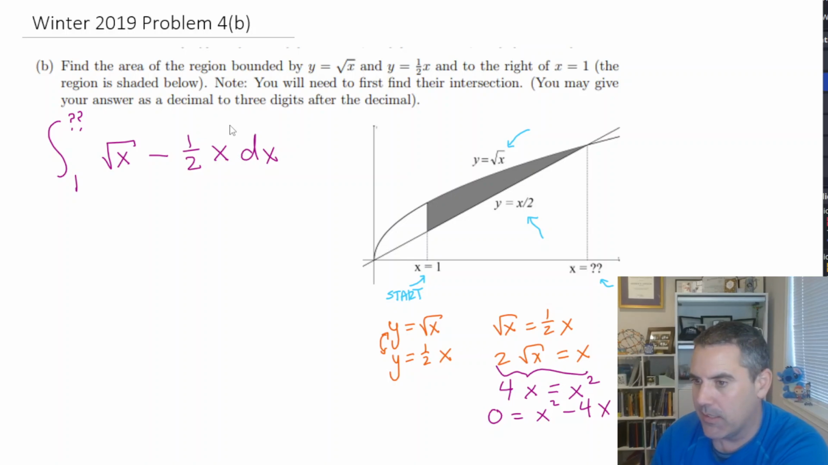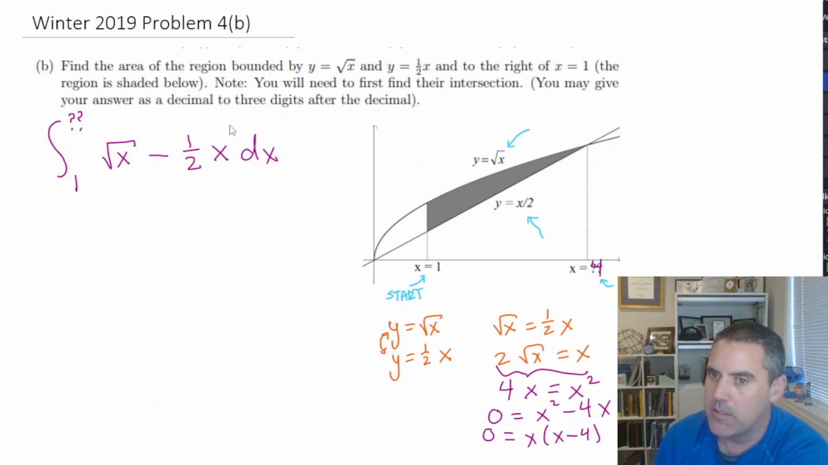There's many ways to get this. I feel bad showing any particular way because people are going to say, I wouldn't have known to do that. We just need to make progress here. You could use the quadratic formula now. I personally would factor, and I would see that the solutions are 0 and 4. So this needs to be 4.